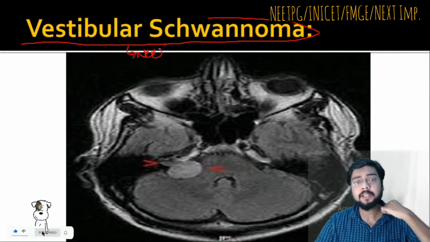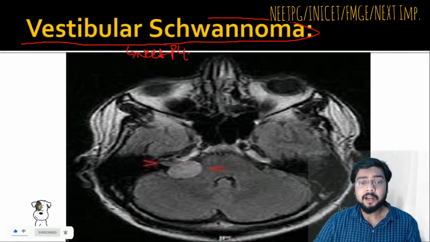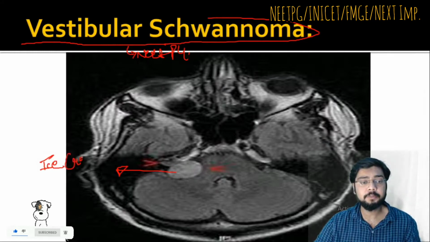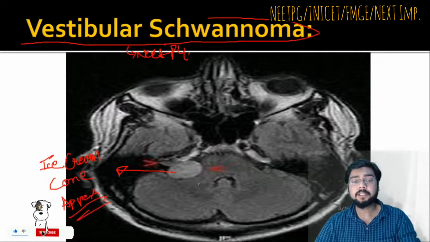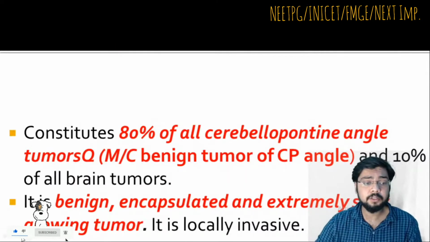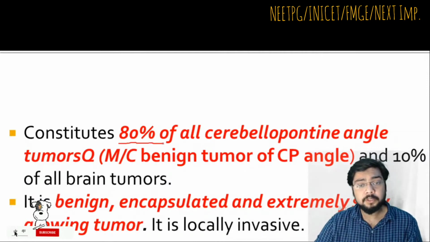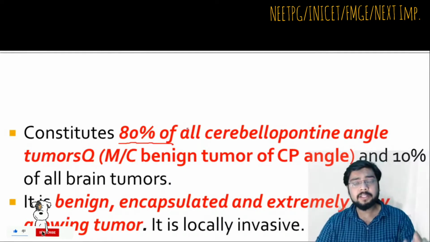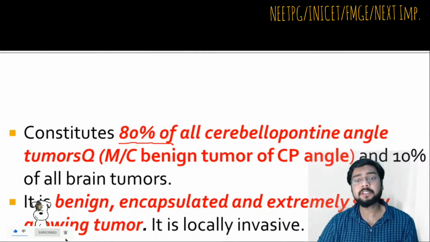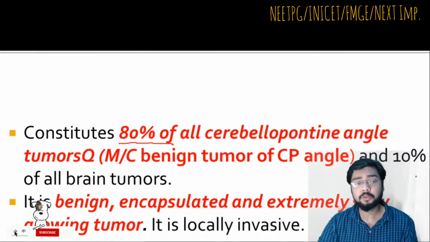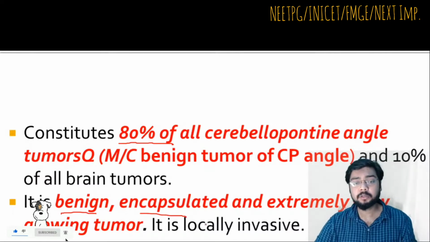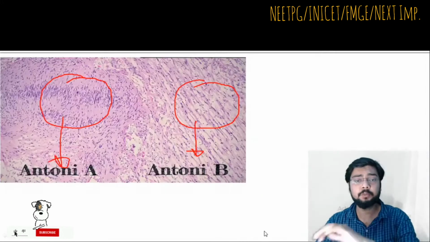Vestibular schwannoma, you all know, is a cerebellopontine angle tumor. The sign that you can see on the radiology is the ice cream cone appearance. You all know this cerebellopontine angle tumor shows the ice cream cone appearance. What is very important is that this is the most common, about 80% of all cerebellopontine angle tumors. It is a benign, encapsulated, extremely slow growing, and locally invasive tumor, right?